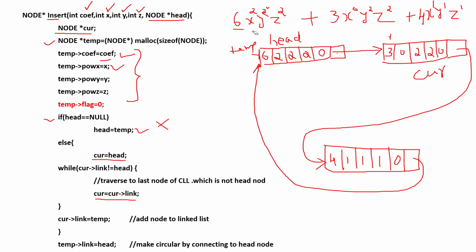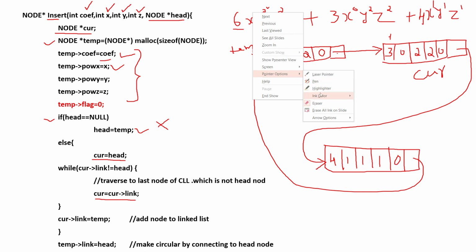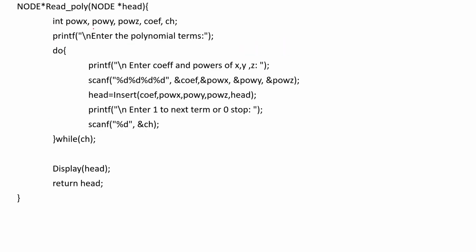So now you have to feed the data, that is the powers of x, y, z, all those things you have to input. For that, we have to use a read function, read polynomial. We have to read x exponent, y exponent, z exponent, and coefficient, and whether you want to repeat that. Then you have to call the insert function. Initially head was null. I'm sending this information along with the head and that function returns.